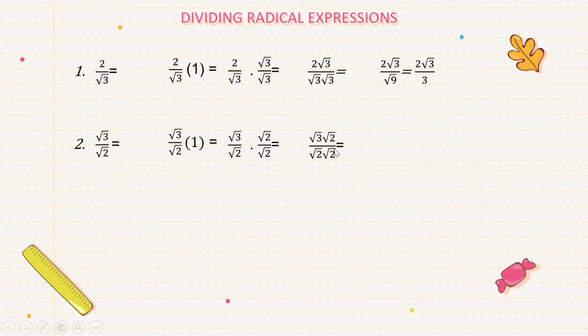So, let's simplify. Square root of 3 times square root of 2 is equal to square root of 6, over the square root of 2 times the square root of 2, which is equal to square root of 4. Simplifying, that would be square root of 6 over 2. Why is it 2? Because the square root of 4 is 2. Again, our final answer is square root of 6 over 2.